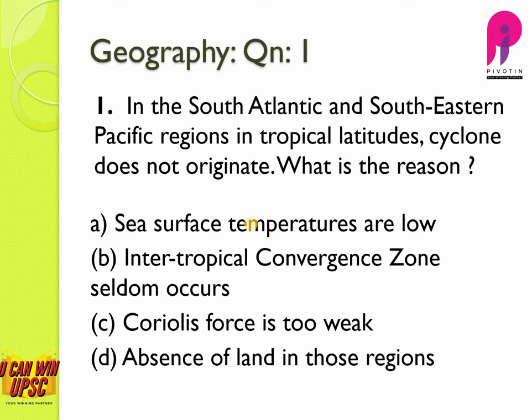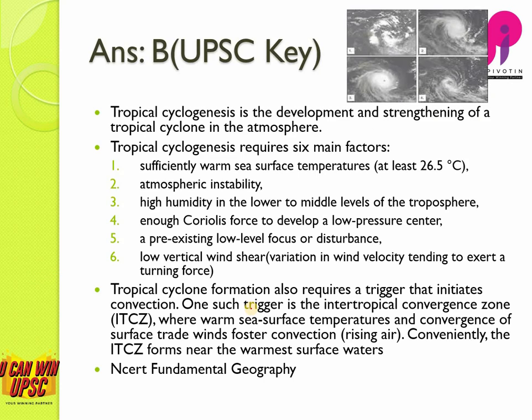In the South Atlantic and Southeastern Pacific regions in tropical latitudes, cyclone does not originate. What is the reason? Actually, there are varied opinions regarding this answer, but according to UPSC key, it is answer B. Intertropical convergence zone seldom occurs.